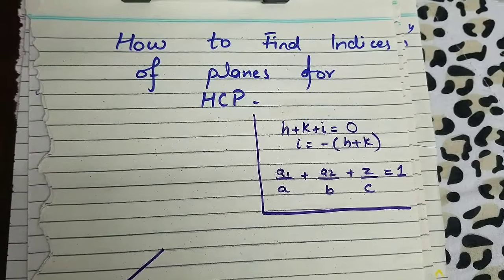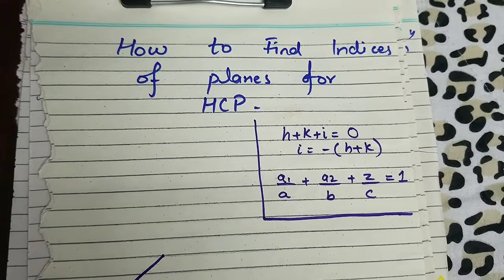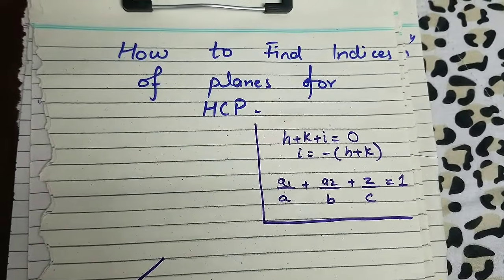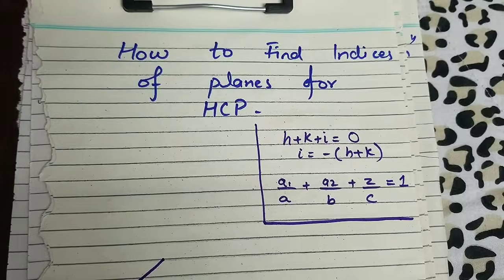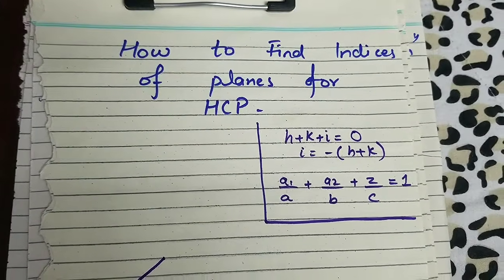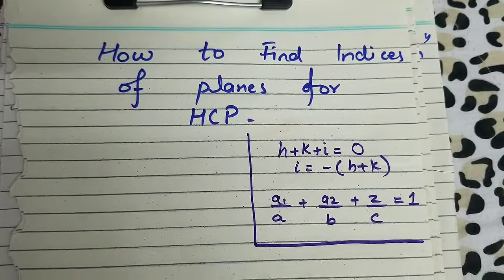In this video, we are going to find out the indices for planes in hexagonal unit cell. Here we'll be given some of the planes lying inside the HCP unit cell, and what we have to do is to first find out the indices for those planes.